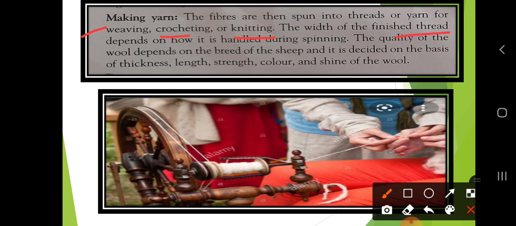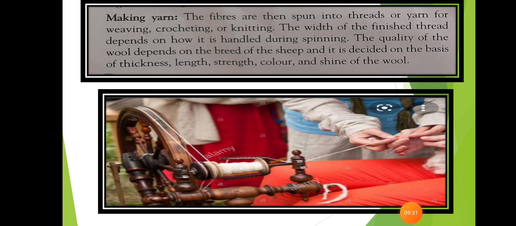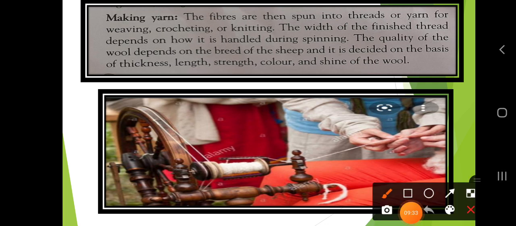The width of the finished thread depends upon how it is handled during spinning, and the quality of the wool depends on the breed of the sheep. It is decided on the basis of thickness, length, strength, color and shine of the wool. Dear students, how are we going to decide the quality? We decide the quality of the wool on the breeds of the sheep, whichever breeds we take for quality sheep.